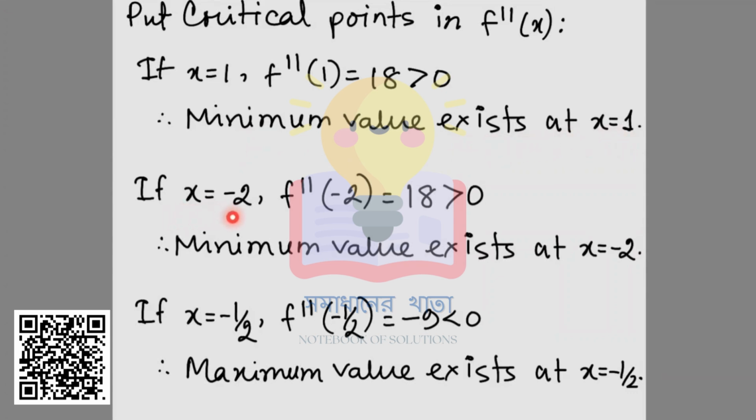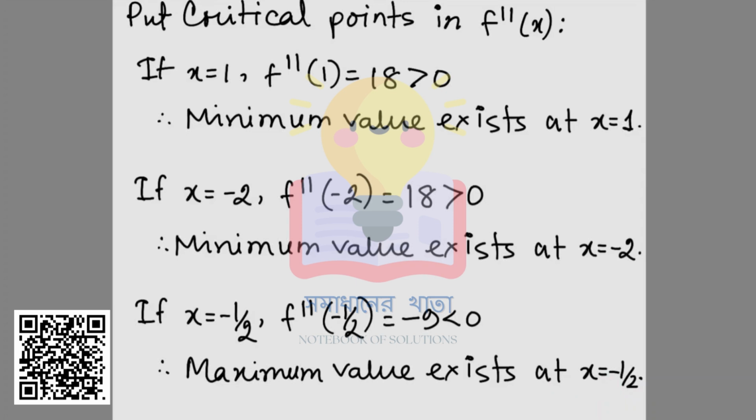For x equals minus 2, the second derivative gives us the value of 18 as well. So it is also greater than 0. So we can say a minimum value exists at x equals minus 2. Now, if x equals minus half, the second derivative gives us minus 9, which is less than 0. So we can say a maximum value exists at x equals minus half.